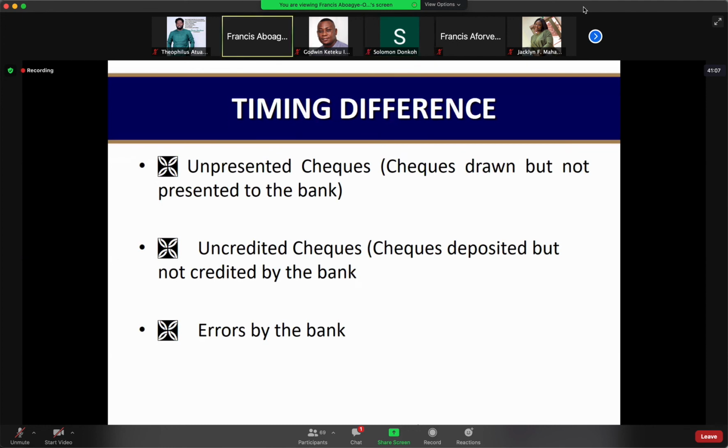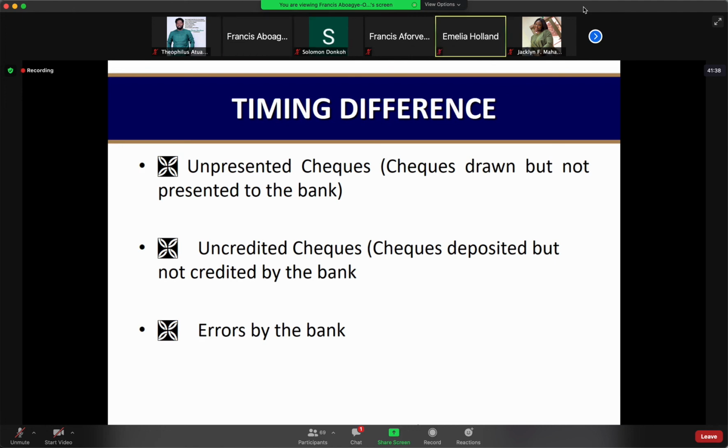Okay. Now, the timing difference, I've explained to you that where transactions are recorded, the other party will eventually record it or will effect a change, except that there's a lag between when one party records it and the other party also records it. The first one has to do with what we call unpresented checks.